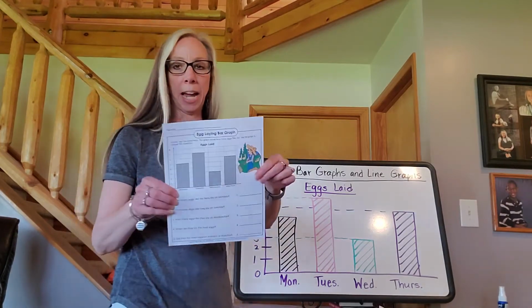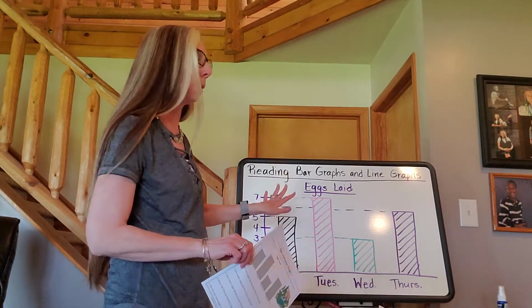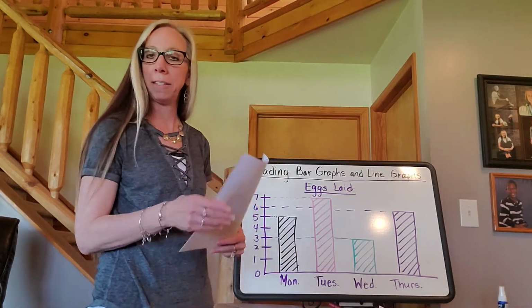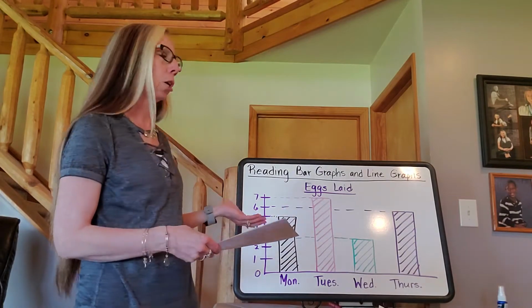So we're going to talk about how the hens lay their eggs and how many they lay. Again, this is not on your Google Slideshow, but this is where my questions are coming from and where this bar graph came from to use as the example today to teach you how to read bar graphs.